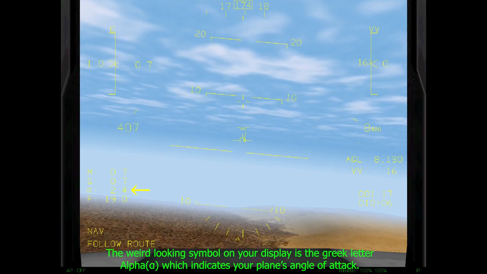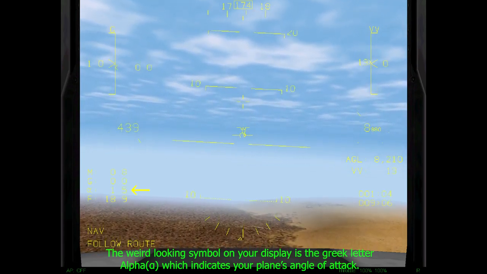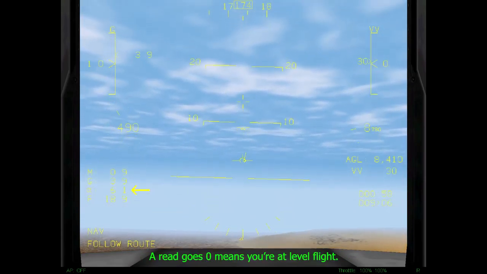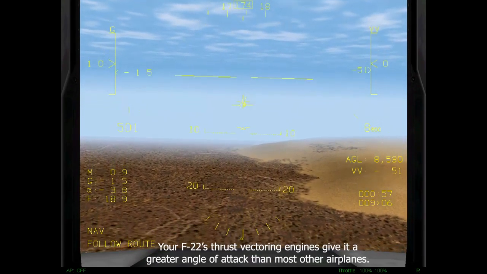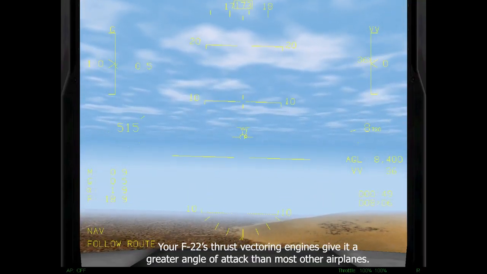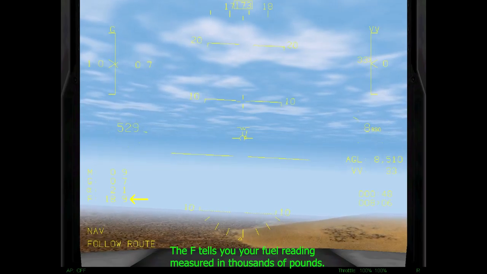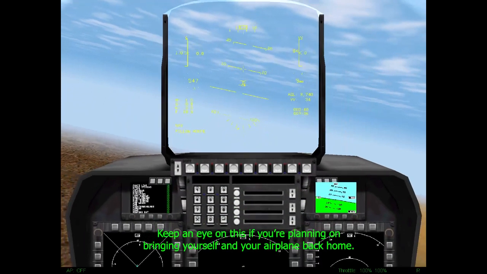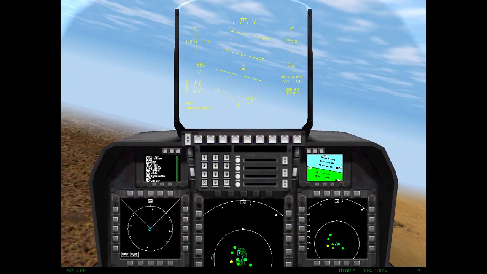The weird-looking symbol on your display is the Greek letter alpha, which indicates your plane's angle of attack. A reading of 0 means you're at level flight. Your F-22's thrust vectoring engines give it a greater angle of attack than most other airplanes. The F tells you your fuel reading measured in thousands of pounds. Keep an eye on this if you plan on bringing yourself and your airplane back home.